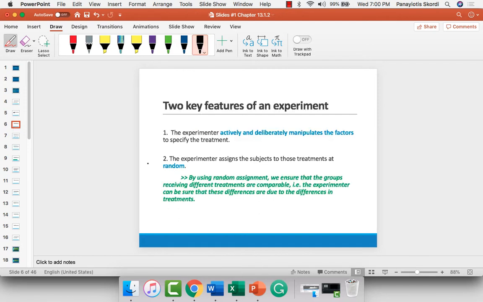So, two key features of an experiment. Again, you actively, deliberately manipulate the factors, and you assign the subjects randomly. So if I was going to have 3 different fertilizers on 18 acres of land, like the example we saw before, I would randomly assign the different acres that get each fertilizer.